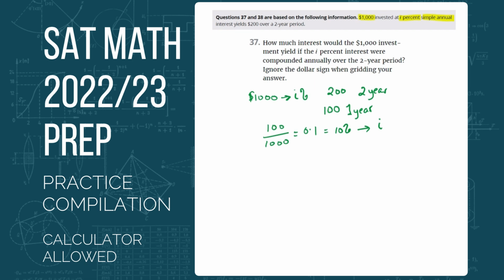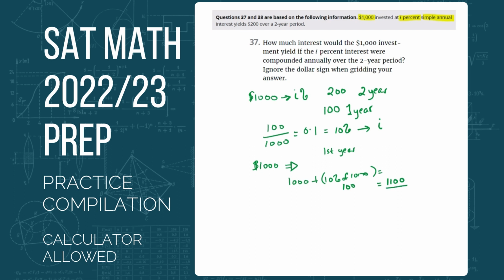Now, instead of simple annual interest, we're going in for compound annual interest for 2 years. Okay, so we can do this using the compound interest formula, or we can do it manually. Let's just do it manually. The amount is $1,000. What would the amount be on the first year? The interest is 10%, so we get 1,000 plus 10% of 1000, which is $100. So it's 1100 at the end of 1 year.